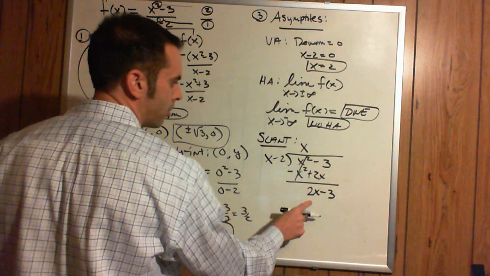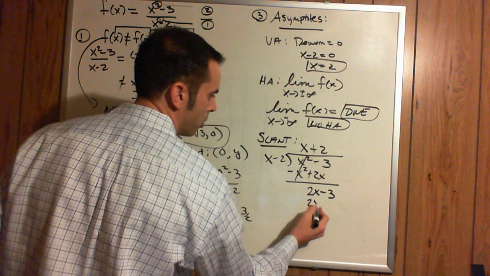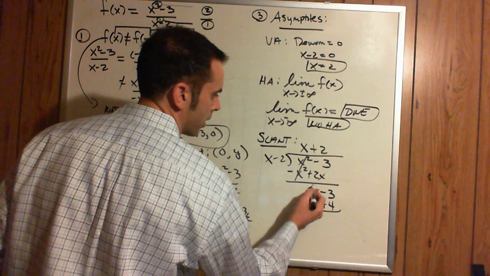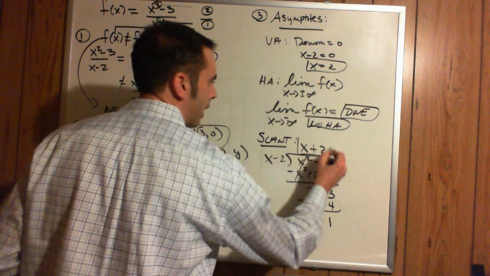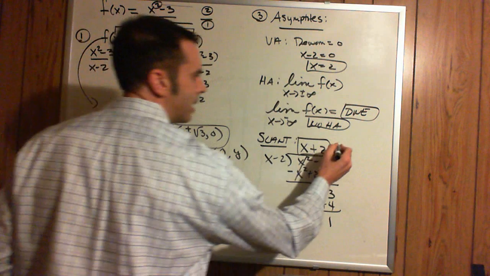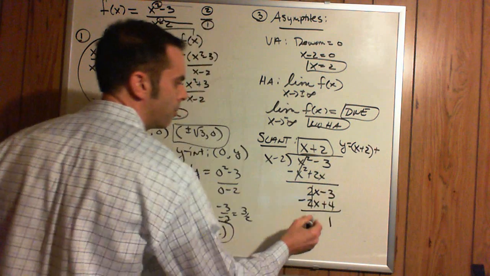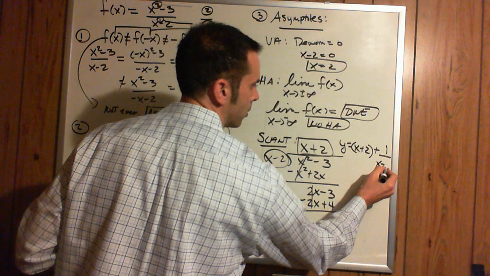X times what would give us 2x? That's plus 2. 2 times x is 2x. 2 times negative 2 is negative 4. Subtract, and now we have our remainder. So this becomes x plus 2. So our slant is y equals x plus 2 plus the remainder of 1 over x minus 2.